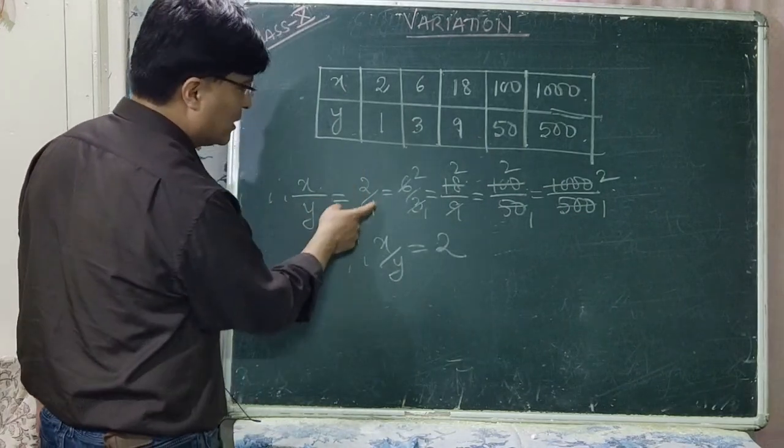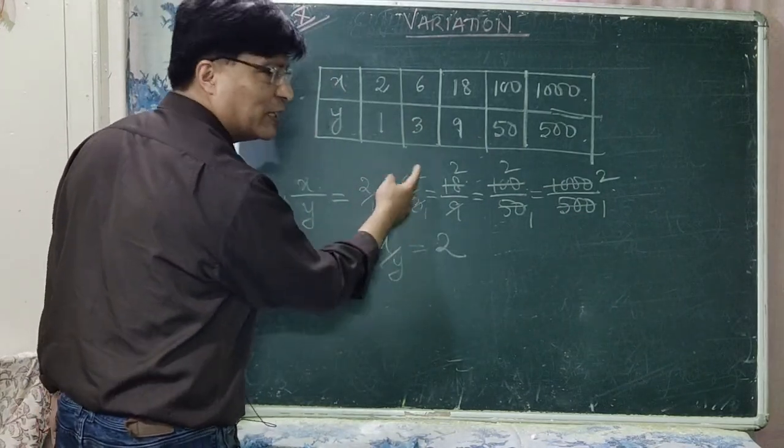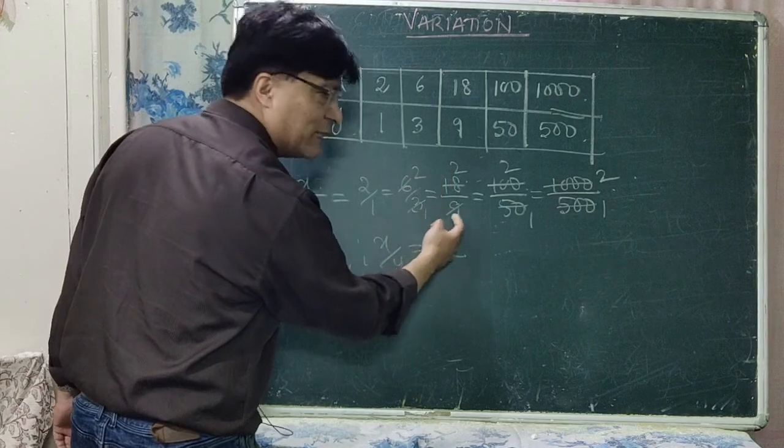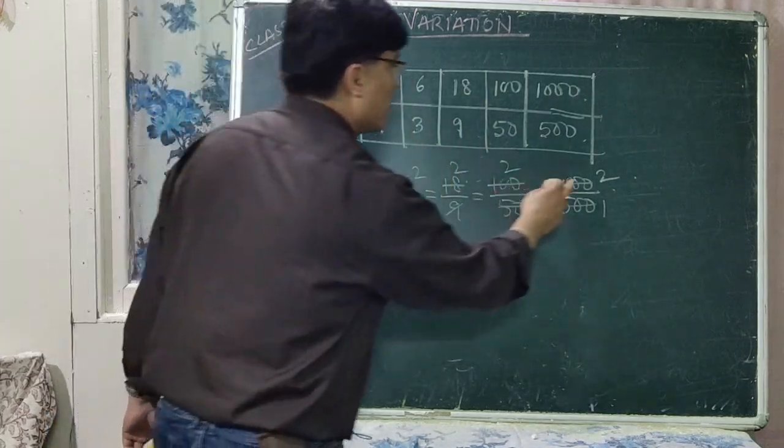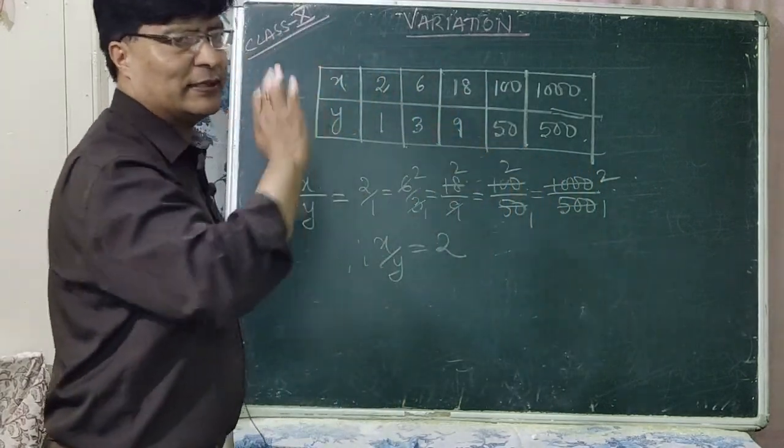2 upon 1 is also 2. Actually 6 upon 3 is also 2. 18 upon 9 is also 2. 100 upon 50, we are also getting 2. 1000 divided by 500, also we are getting 2.